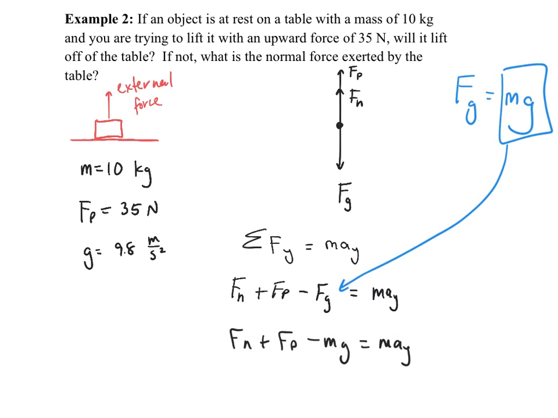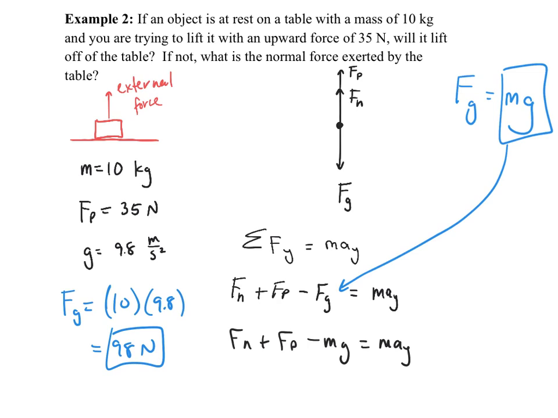The weight of the object. If this number is more than Fg, it's definitely going to lift off. And now the problem doesn't have normal force anymore because I've lifted it off the table. Let's calculate Fg on the side over here. Fg is mass times gravity, which is 10 times 9.8. So the weight of this object is 98 newtons.